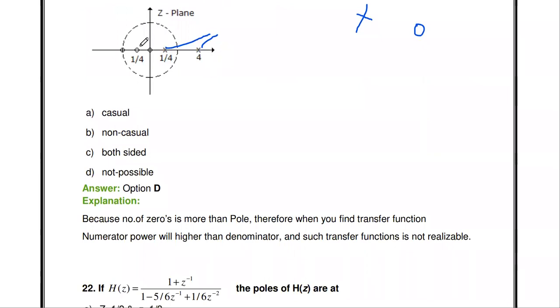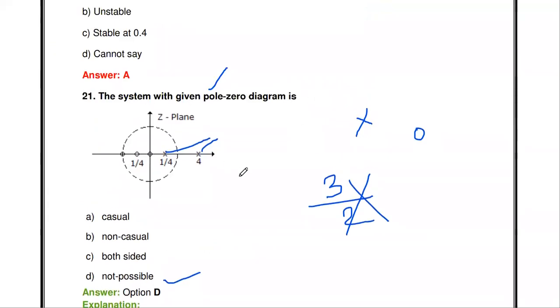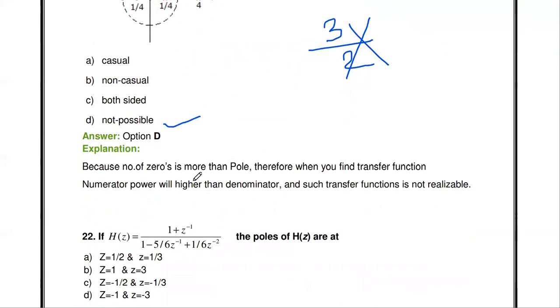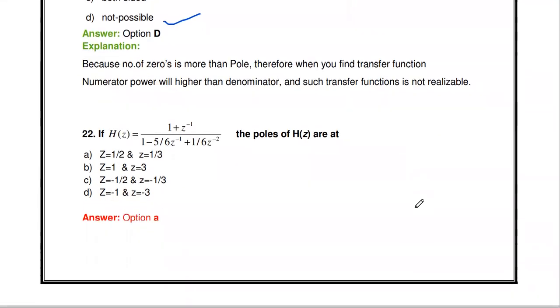But here, the numerator polynomial has order 3, while the denominator polynomial has order 2. So this is not possible in the physical realization of a system. The realization of this type of system is not possible. That is the answer. The numerator power is greater than the denominator, so such a transfer function is not realizable.